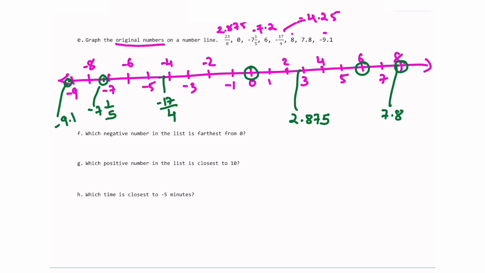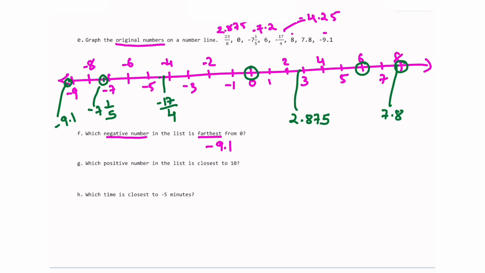Now, which negative number in the list is furthest from 0? What are we talking about? Negative number, and that's the furthest from 0. So we are going to look on the left side of the 0, right? On the left side, which is this side. So furthest is 9.1. That's the furthest there, right?